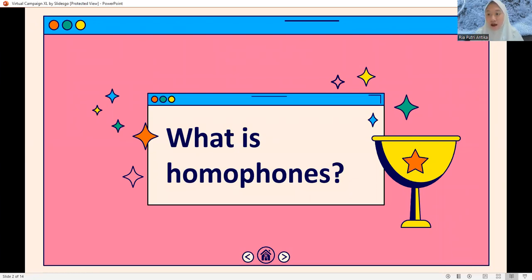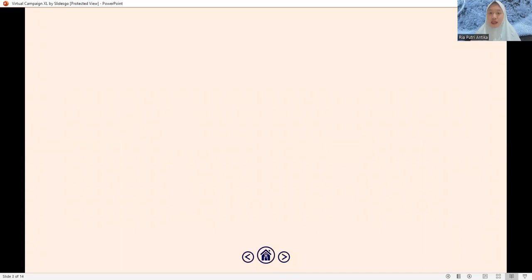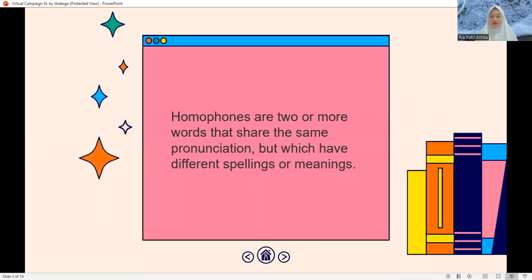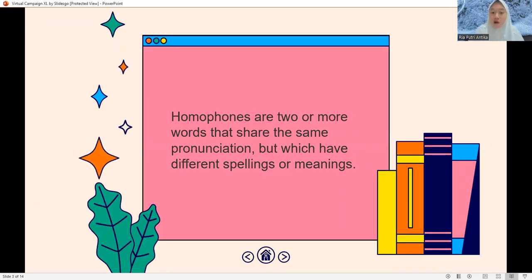Okay, what are homophones? Homophones are words that have the same pronunciation as another word, but actually have a different spelling or even meaning. And here is the explanation. Homophones are two or more words that share the same pronunciation, but which have different spellings or meanings. Let me explain it in Bahasa.